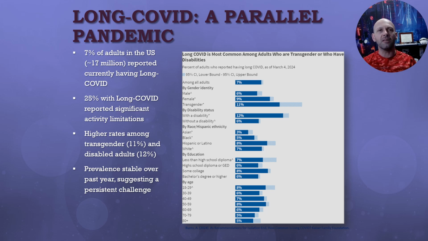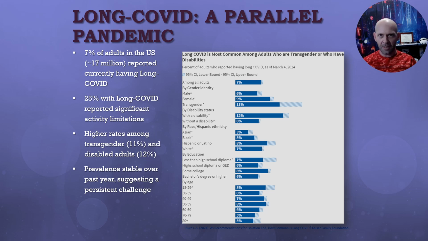Long COVID can be defined as coronavirus symptoms that persist or return 3 months after a person becomes ill from infection with the SARS-CoV-2 virus. Today, long COVID remains a significant public health concern, affecting approximately 17 million U.S. adults, or about 7% of the adult population.